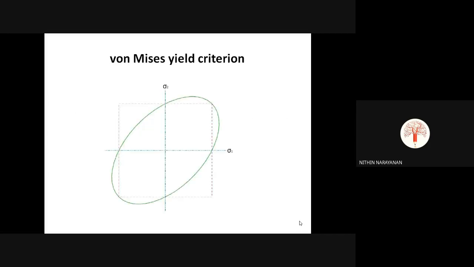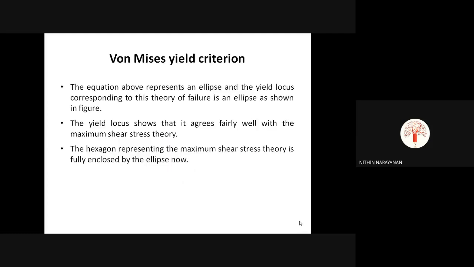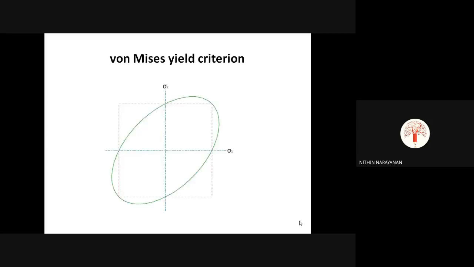Actually, the hexagon we got earlier from Tresca will stay inside this ellipse. This yield locus shows that it agrees fairly well with the maximum shear stress theory, or the Tresca theory. The hexagon representing the maximum shear stress theory is fully enclosed by this ellipse. You can draw the hexagon inside the ellipse to combine them.